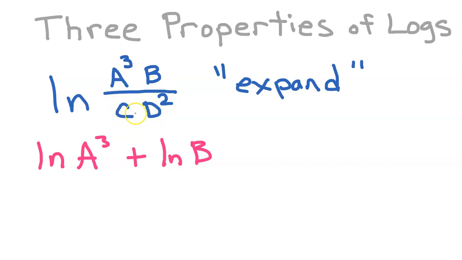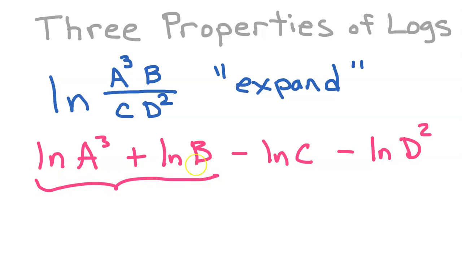Now here's where the quotient rule comes in. We're dividing by the c term and the d term. So we're going to subtract when we expand this. So we will have minus natural log c and minus natural log d squared. So that's how you do a combination of the product rule and the quotient rule. Just any factors that were in the numerator will give you positive terms, and any factors that came from the denominator will give you negative terms.